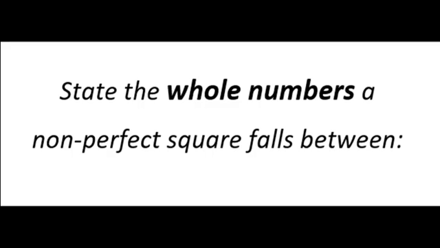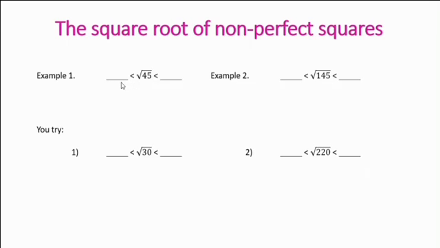So now let's look at non-perfect squares. We can think to ourselves, well, we have this square root of 45. And I have to think, what two whole numbers does the square root of 45 fall between? Well, I know what the square root of 36 is. It is 6. And I know what the square root of 49 is, which is 7. So I can say that the square root of 45 falls between 6 and 7. And when I write it like this, I'm saying that 6 is less than the square root of 45, which is less than 7. So that is saying that the square root of 45 falls between these two numbers.